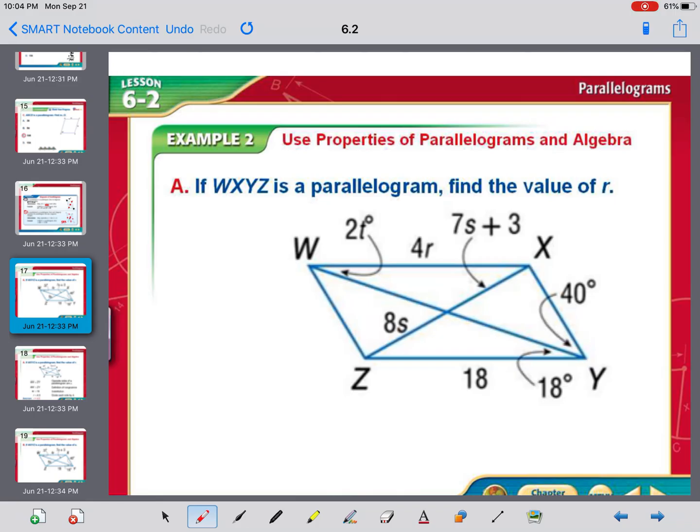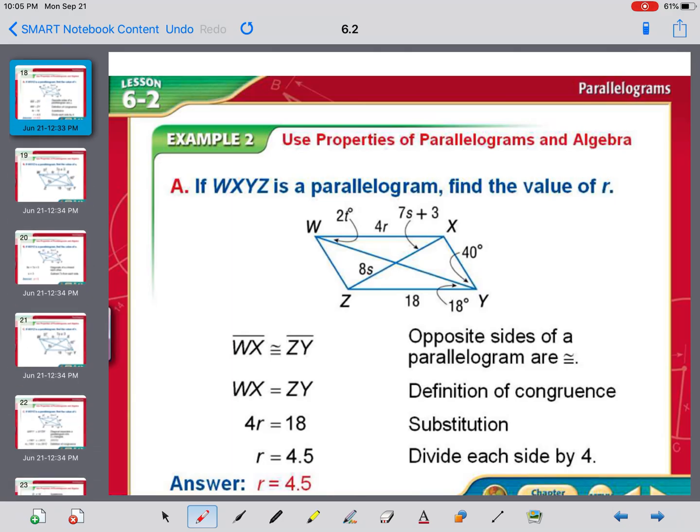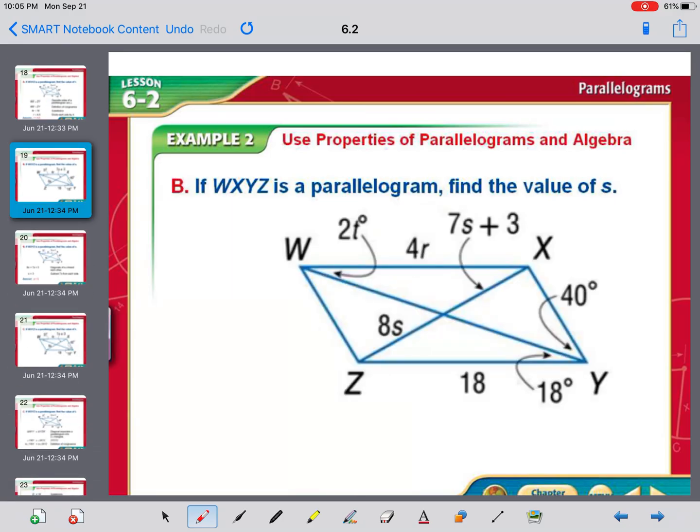So we come in here and we're doing problem solving now. And they've got all kinds of letters here, and you can look at that and make your eyes hurt. But they want us to find the value of R. So I see an R right here, and R appears to represent the length of this side, which is congruent to this side, because in a parallelogram, opposite sides are congruent. So that means 4R equals 18. Divide both sides by 4. R is 4.5. What did it ask us to find? The value of R. 4.5.